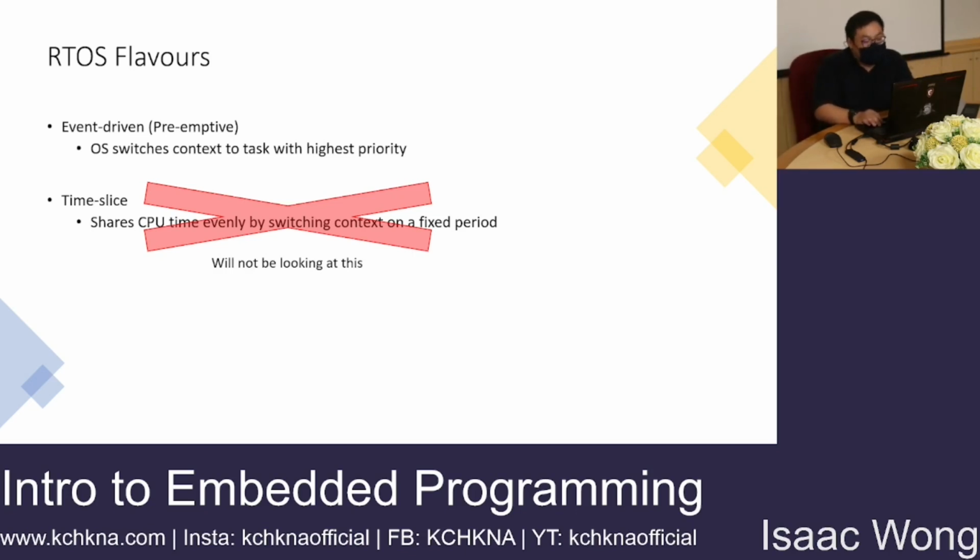A time slice RTOS shares the time evenly by switching tasks consistently. So let's say it switches a task every 10 milliseconds. Each task will get a very fair and even share of CPU time.